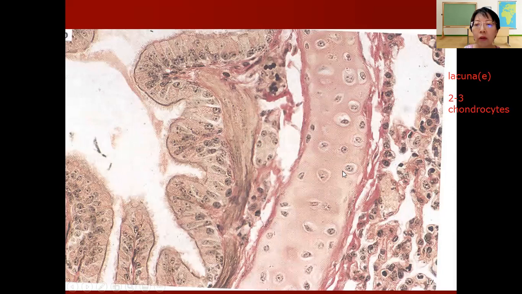So again, this is lacuna. The entire lacuna is filled with the chondrocyte. It's only one chondrocyte here. Nucleus, you can see nucleolus, and you can also see the heterochromatin at the side of the nucleus. So every detail you can see in the nucleus, you have to draw, right? Okay. These are the rest of the cells in the connective tissues.